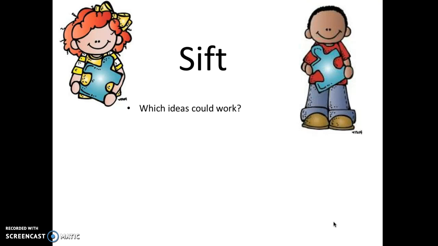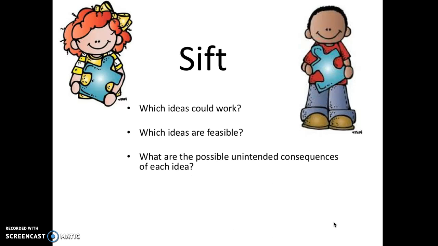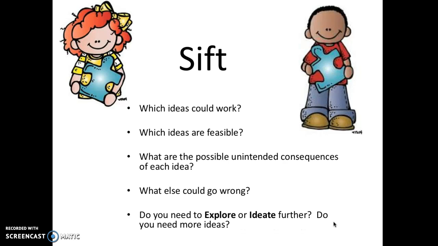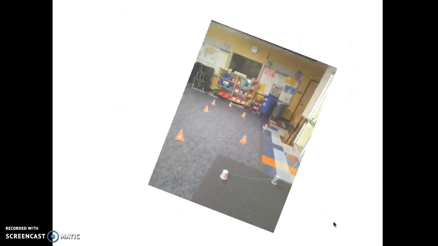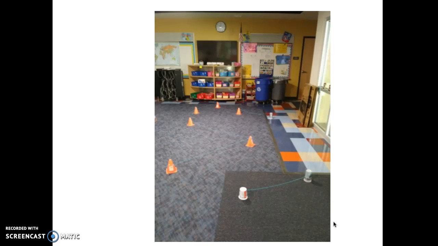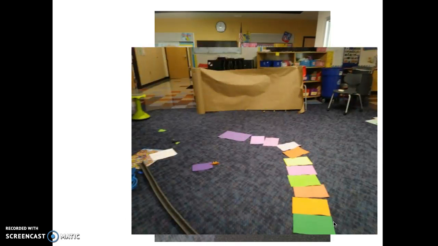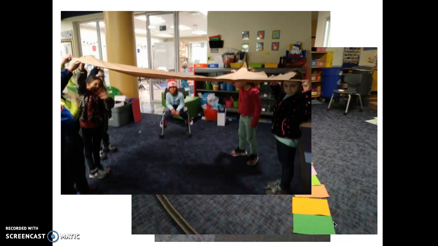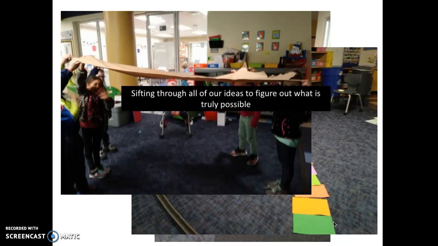When we sift, we think about which ideas could really work, which are feasible or where we're able to do it, and what are the possible unintended consequences of each idea. What else could go wrong? Do we need to explore or ideate further? Do we need more ideas? Sifting through all of our ideas to figure out what is truly possible.